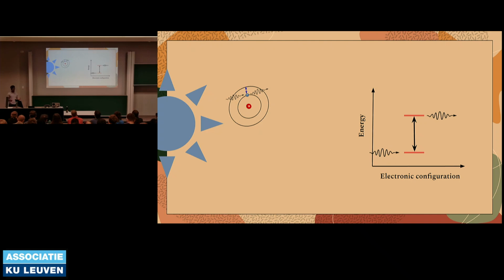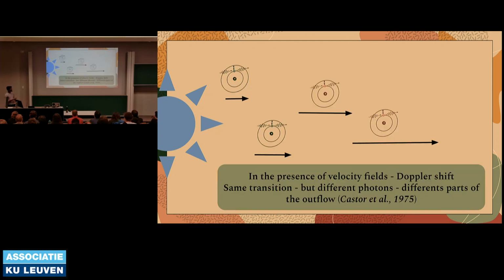Alternatively, you also have dust-driven winds. That's because of dust, but that's for cool stars, right? So that is the essential idea behind line-driven winds. But then you have an increase because of this Doppler shifting mechanism. Okay. Thanks. More questions?